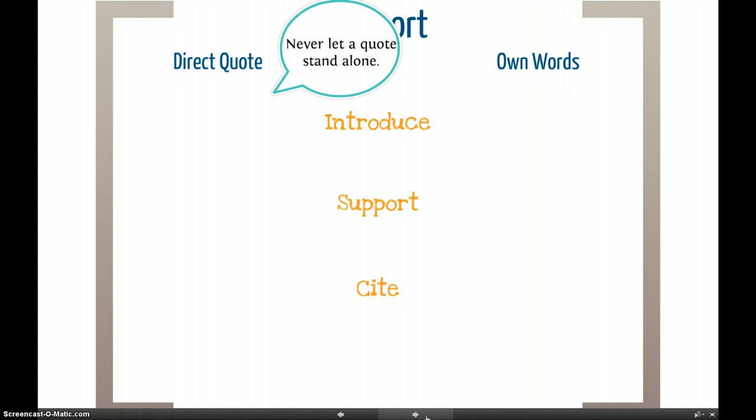Introducing your quote will give context to let the reader know how this piece of information fits within the larger message of your source. Your support is your quoted or paraphrased material, and your citation, of course, directly points your reader to where he or she needs to go to find your complete text. So let's look at an example.